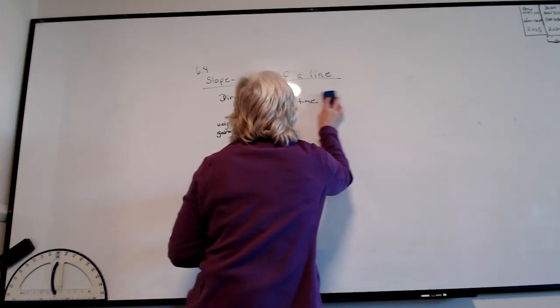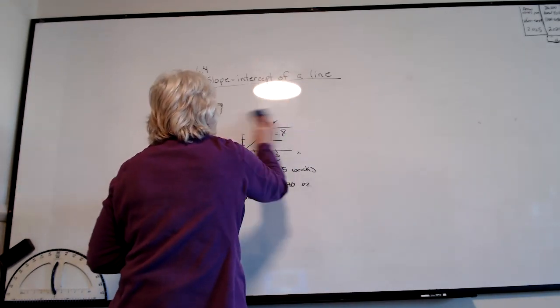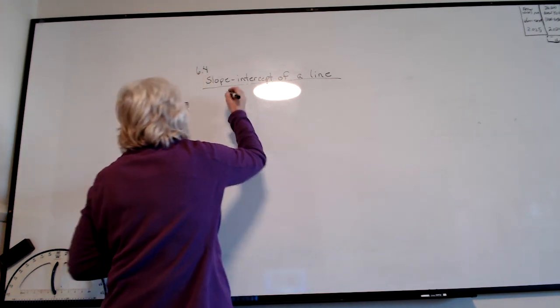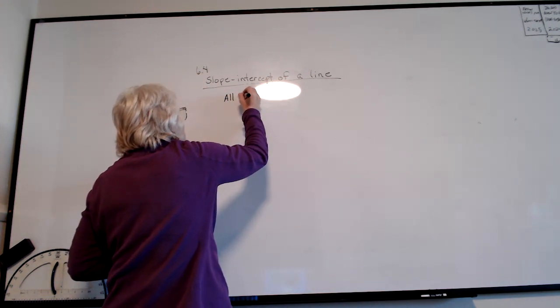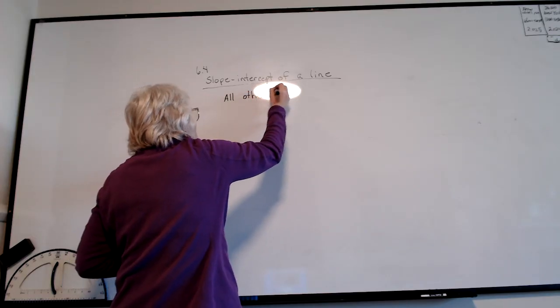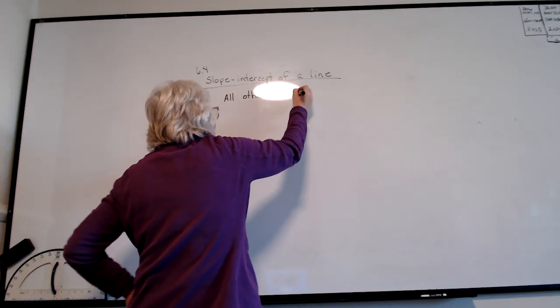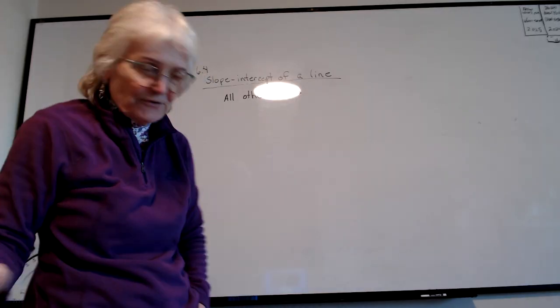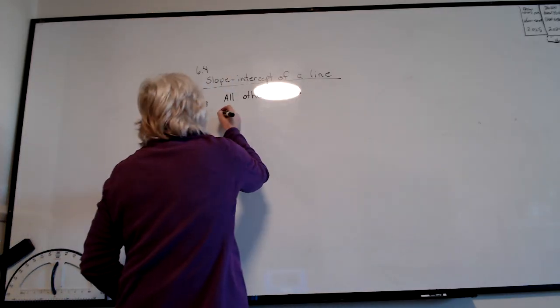Another one is when it's not a direct variation. So this is basically what I call all other lines. And for this, we are going to use the old scenario of renting a truck. Okay.